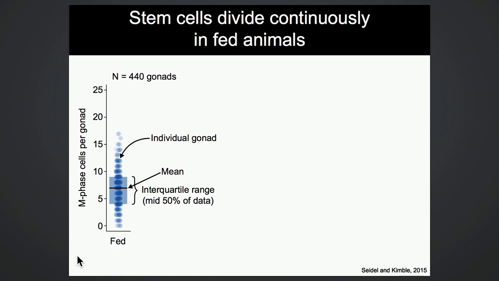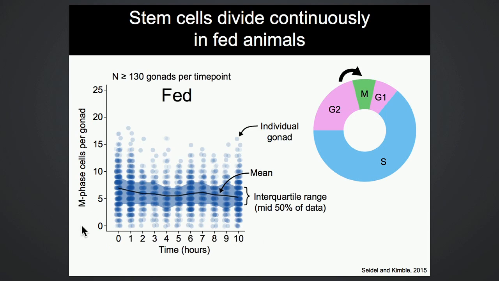So here, each dot on this graph represents a data point from an individual gonad. Most gonads have between 5 and 10 M phase cells, although the whole spread of data is much greater than that. If we perform a time course in fed animals, we see that over time the number of M phase cells stays relatively constant. This makes sense because these cells are cycling continuously, so at any moment in time there's a new cohort of cells moving from G2 into M phase.